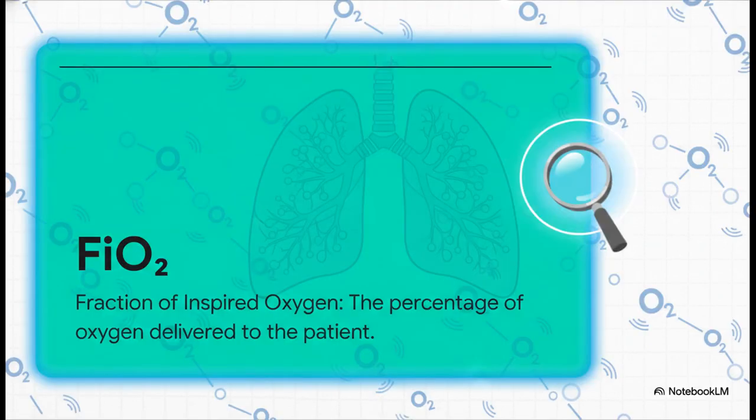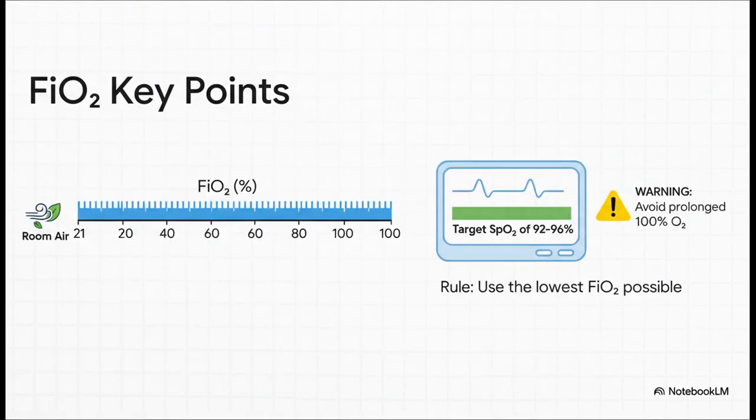First in the duo is FiO2, which just stands for fraction of inspired oxygen. It's really just a fancy way of saying what percentage of oxygen is in the air that the ventilator is delivering. So, how do we use it? Well, the air we're breathing right now is about 21% oxygen, and the ventilator can go all the way up to 100%. The goal is to keep the patient's oxygen saturation in a safe range, usually above 92%. But the golden rule is to use the lowest possible FiO2 to get the job done. Why? Because too much oxygen for too long can actually become toxic to the lungs.